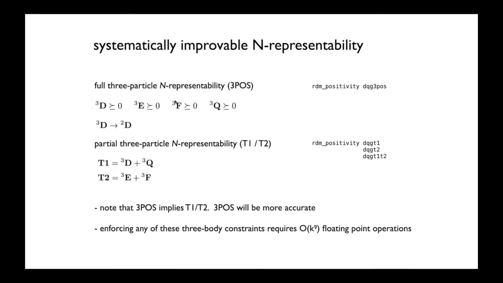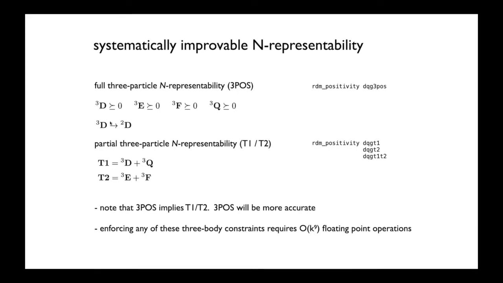To actually define what these things mean, full 3-particle conditions require keeping several 3-body density matrices non-negative. So a 3-electron density, a 2-electron 1-hole density, a 2-hole 1-electron density, and a 3-hole density. All of these need to be non-negative and related to one another based on how the operators that define them should be related.